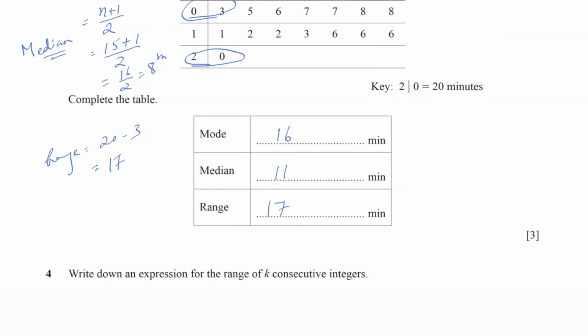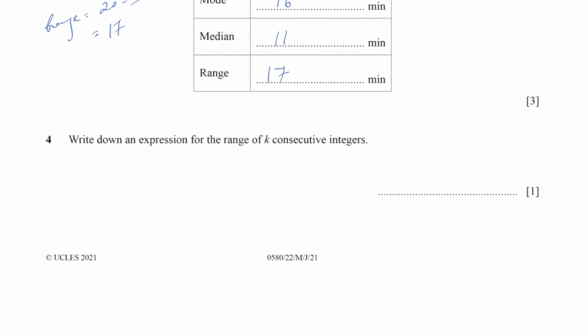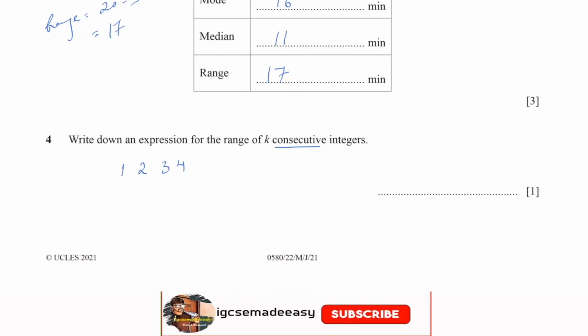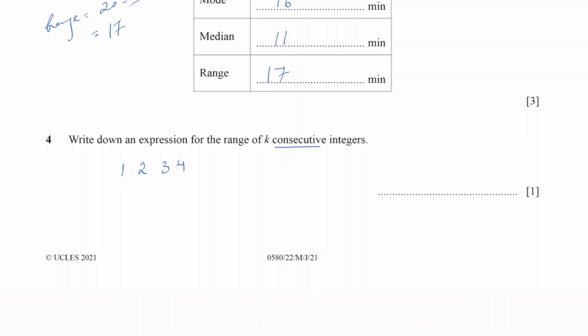Question number 4. Write down an expression for the range of k consecutive integers. So you know what an integer is. Consecutive means one after another, right? So if I take an example like 1, 2, 3, 4, these are consecutive numbers. If I write 1 and then 10 and then 16, something like that, that is not consecutive.